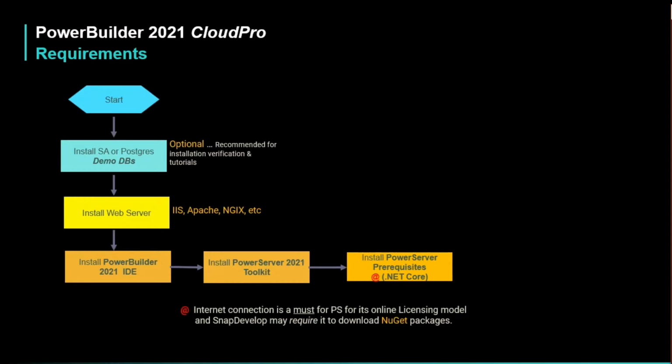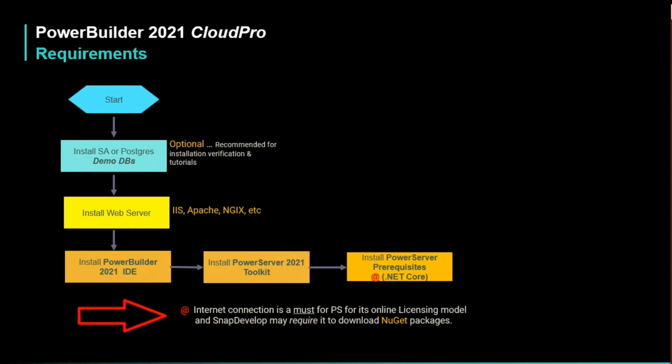The next thing is the PowerServer prerequisites. The installer is going to ask for that. For example, it's going to ask you for bringing in the .NET framework, or bringing down the NuGet packages for Snap Development, which is another IDE that comes along with the Cloud Pro Edition of PowerBuilder. Notice that an internet connection will be required. PowerServer requires it for its licensing model.